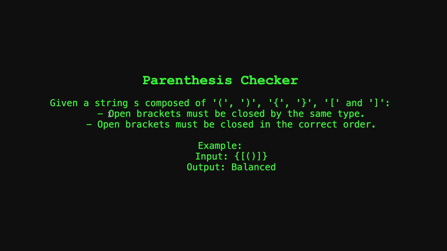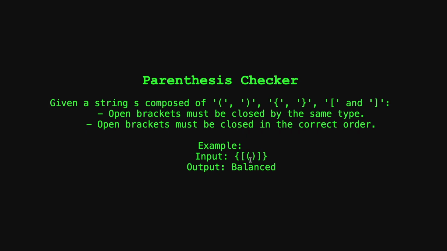And these are the rules that we have to follow. Open brackets must be closed by the same type, and open brackets must be closed in the correct order. For example, over here, we have one opening curly bracket, one opening square bracket, and one opening circular bracket, and in the same order, we also have the closing brackets of each type. And we also have to see whether the brackets are closed in the correct order or not.